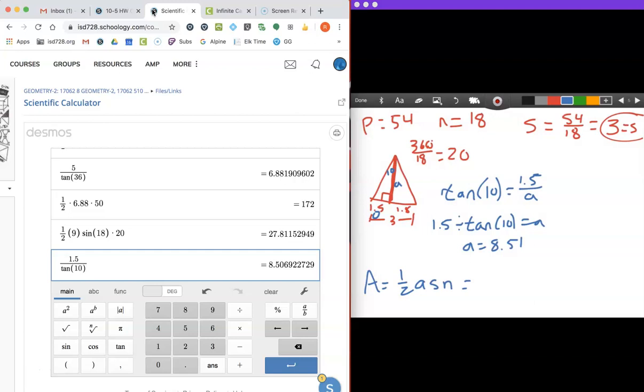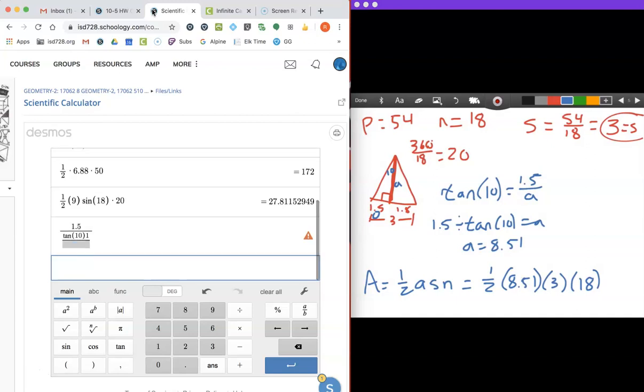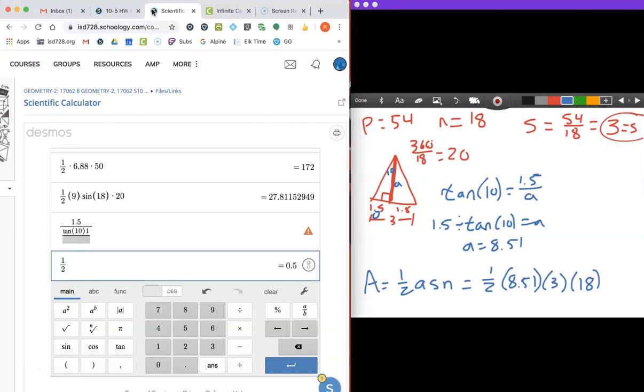Well, the area is 1/2 ASN. That's the formula that we learned. A is 8.51. S is 3. N is 18. Or I could have just put the 54 back in there. So I'm going to take my 1/2, multiply it by 8.51, and multiply that by 54. 1/2 ASN. So 229.77. I would round that to 229.8 since they said nearest tenth.